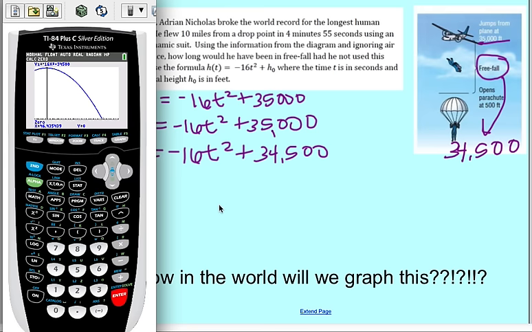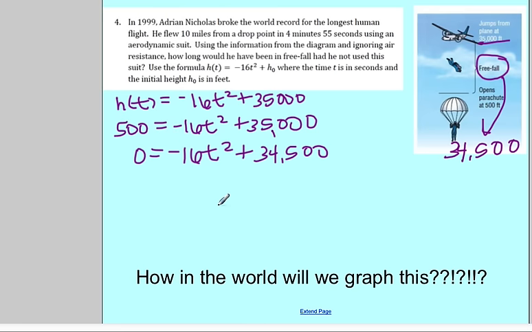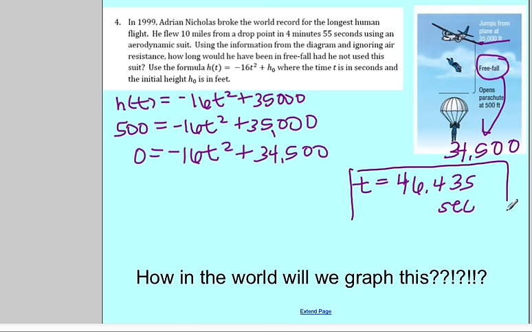And my time is in seconds. So using my calculator, I got that time was equal to 46.435 seconds. Okay, that was using my calculator.